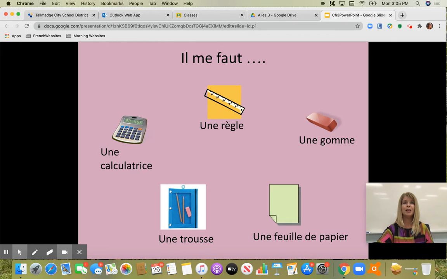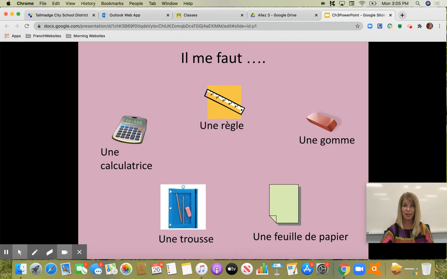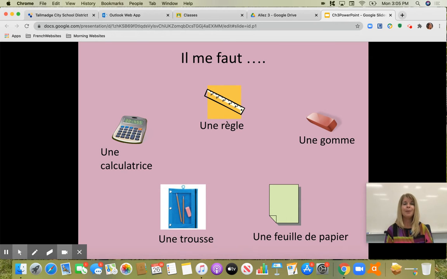Une feuille de papier. A piece of paper. Again, we have this ILL, which is a Y sound and almost never an L sound. Une feuille de papier. Here we hear the I, E, and then your ER ending is typically an A sound. Papier. One more time. Une feuille de papier. You got it.